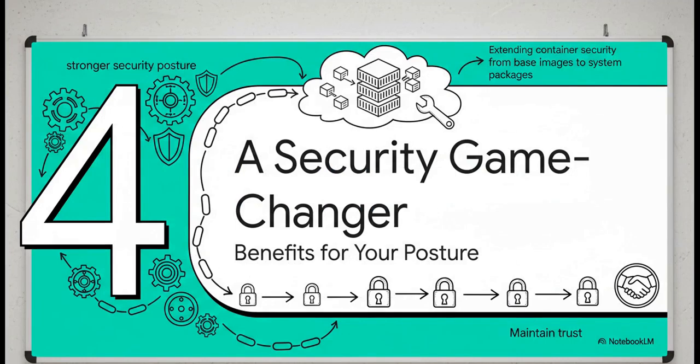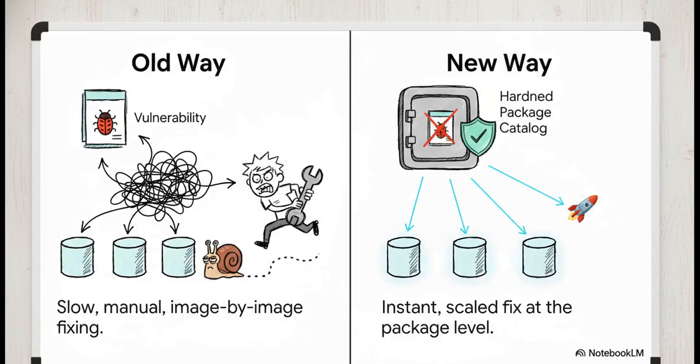So let's talk about how this actually helps your team build a stronger security posture. Because this isn't just a new feature, it's a fundamental shift in how we can manage vulnerabilities and maintain trust across the entire application stack. This comparison just gets right to the heart of the matter. The old way of fixing a bug was a total pain, right? You had to find every single image that used the bad package, rebuild it, redeploy it. It was slow, manual, and super easy to miss one. Now the fix happens at the source. A single patch gets published to the catalog, and every container that rebuilds just gets the fix automatically. It's faster and it scales like a dream.